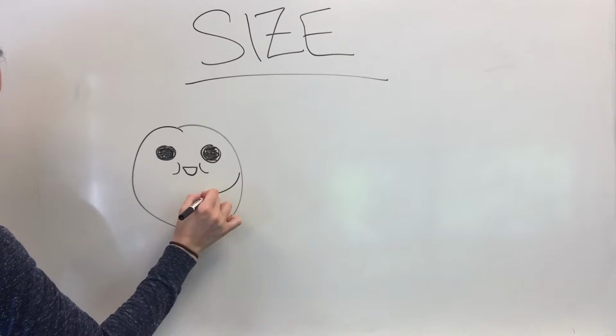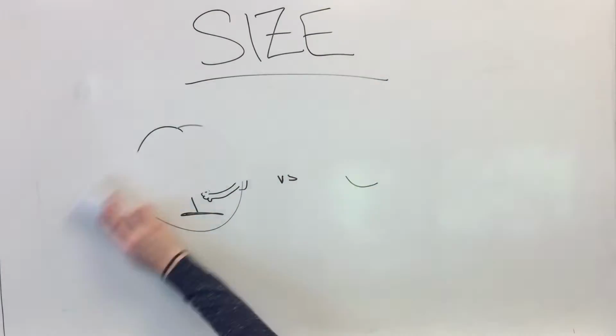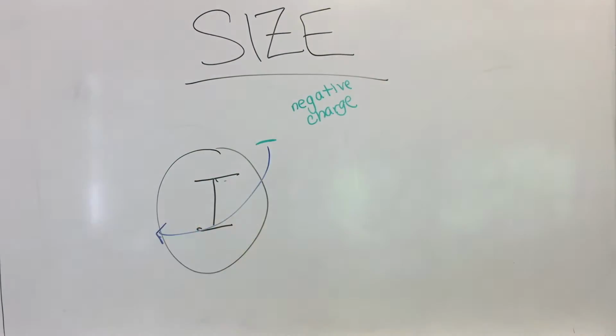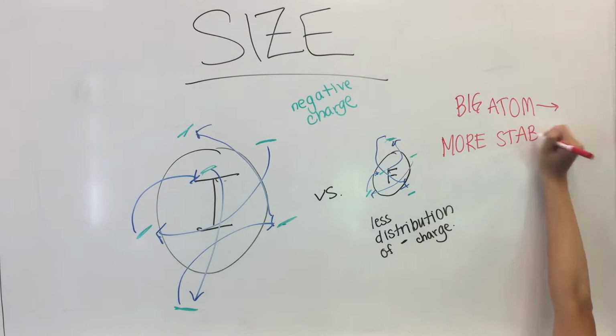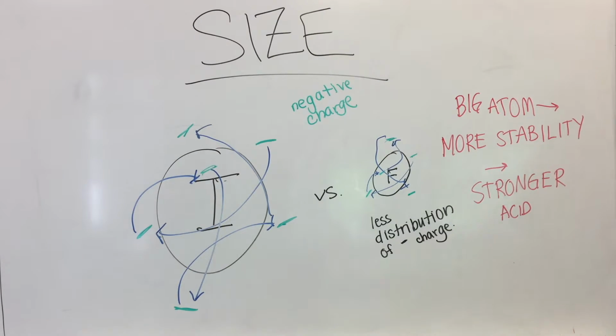Size is the most significant predictor of base stability, since a larger atom can distribute the negative charge over a greater amount of space, stabilizing the negative charge so that it doesn't need a proton to neutralize it. Therefore, if a bigger atom is connected to the hydrogen, it means it's more stable and therefore the acid would be stronger.